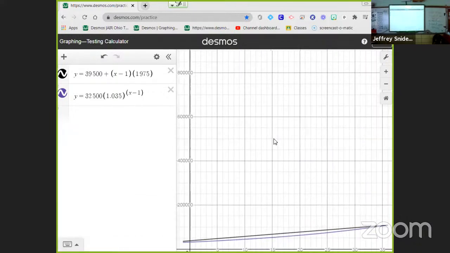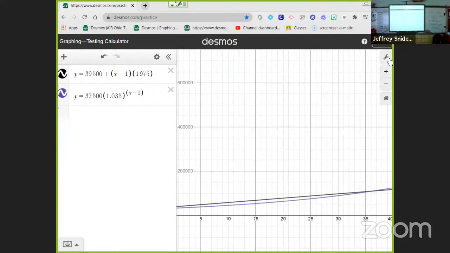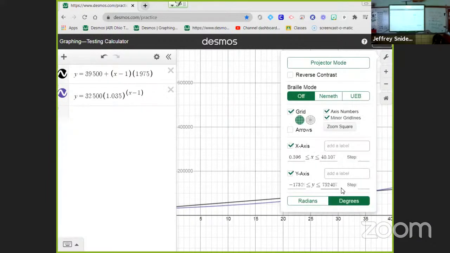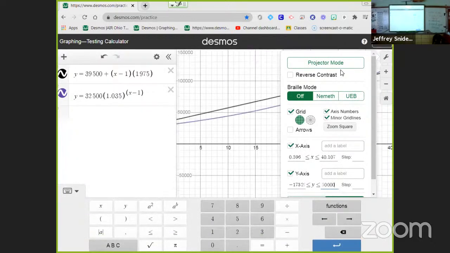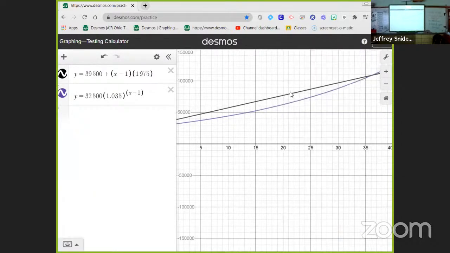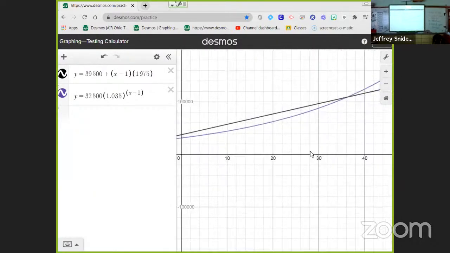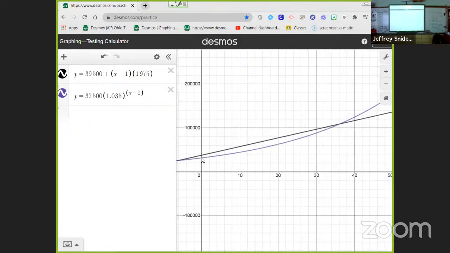Okay, there we go. And I get this. Boom. Let's be a little more realistic on this. Let's make this 150,000. There we go. That looks a little better. Okay, great. So we're looking at this. We see that they intersect right here. And that's at what? A little over 36 years, right?